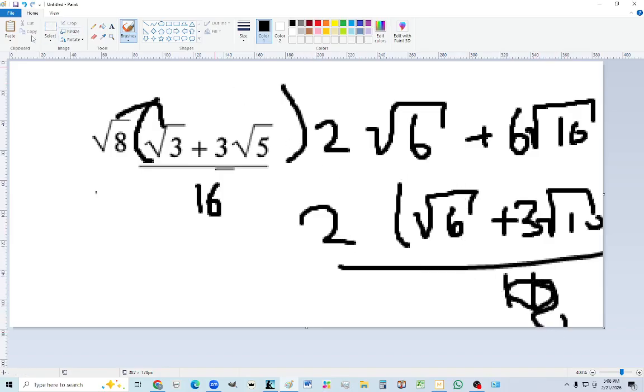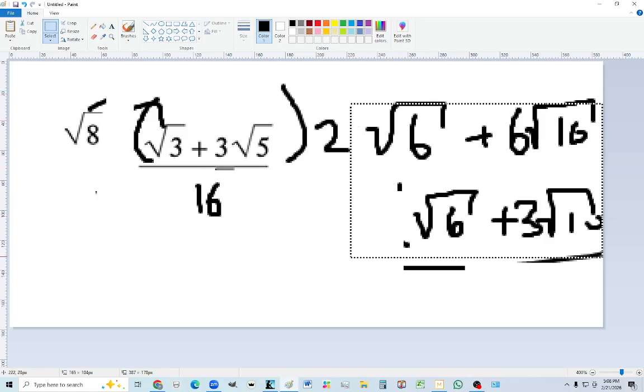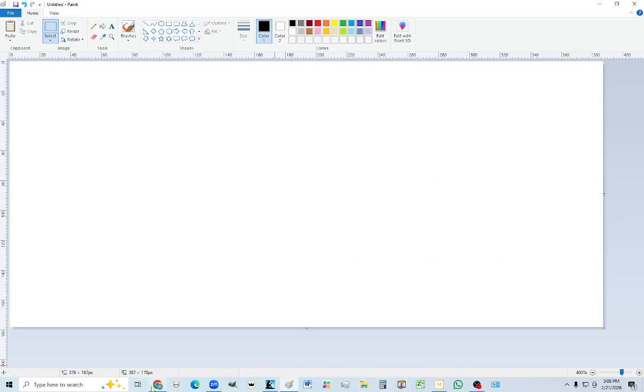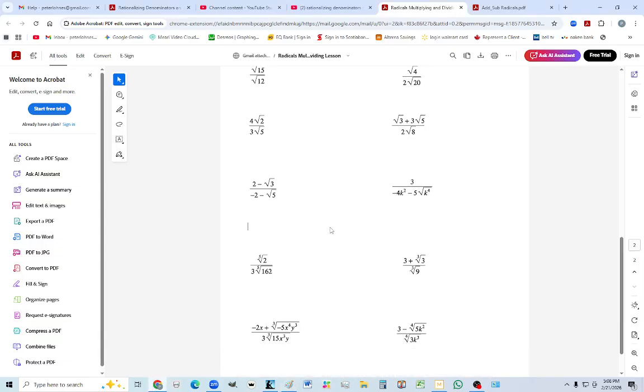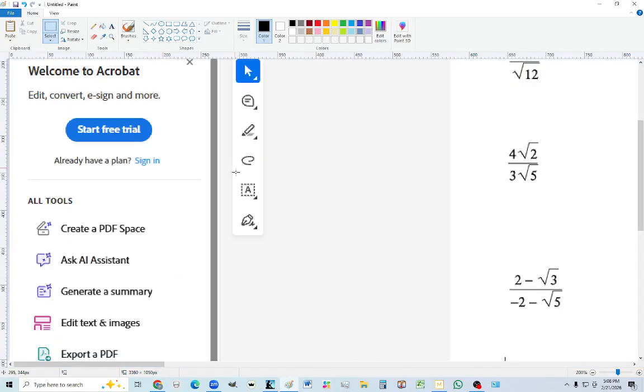That's a lot longer route. I would rather cancel it here before I distribute it. It's harder to see. Don't have time to do them all. I do want you to note that even when it's square root of 5 or 5 root down here, as long as it's 5 root down below, the rules still apply.